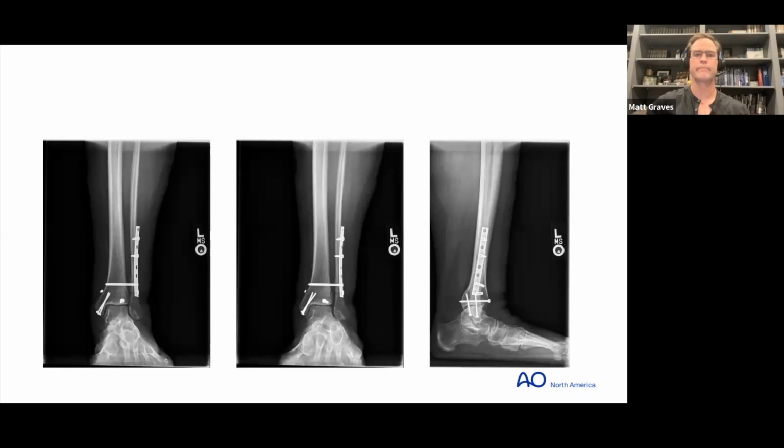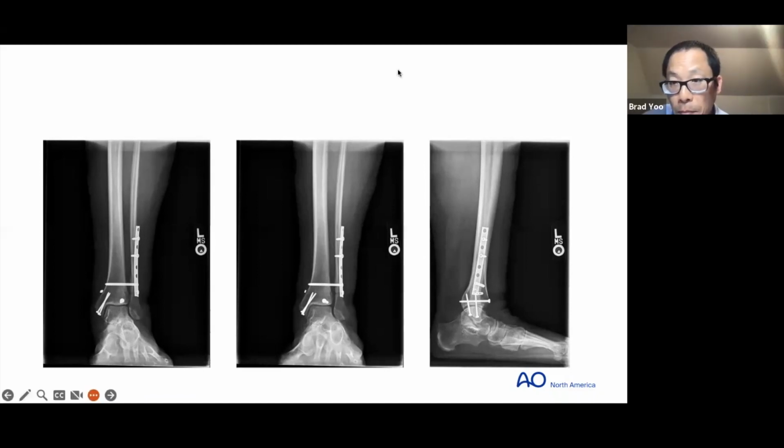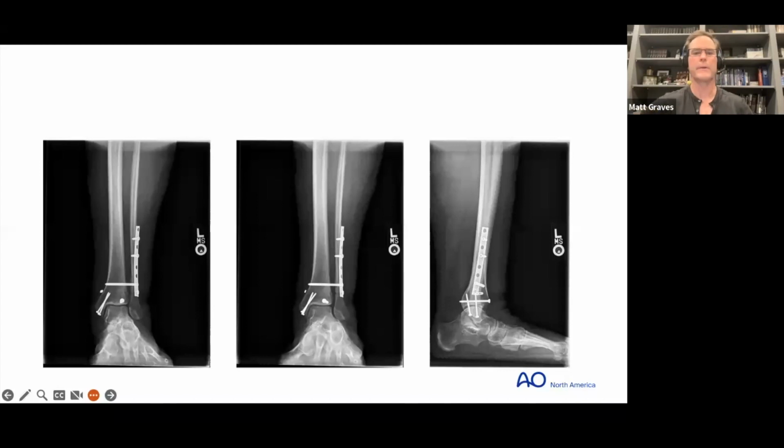Any other questions? There's one question about equinus. It was directed to you, Brad. I don't know if you saw that one. Yeah, it was up at the top. What role does gastroc recession play in your practice?